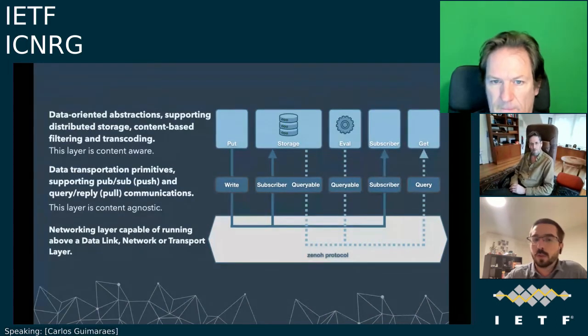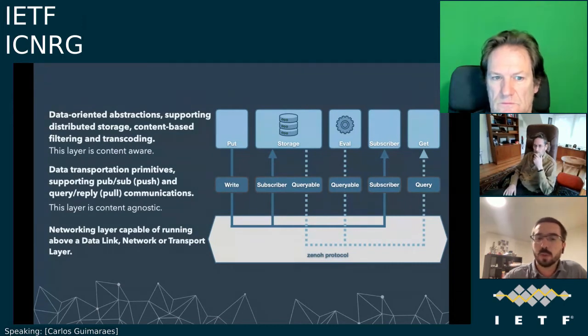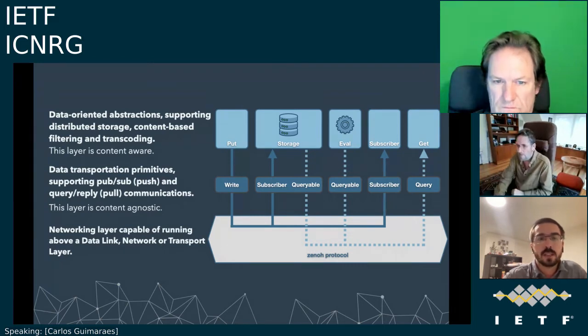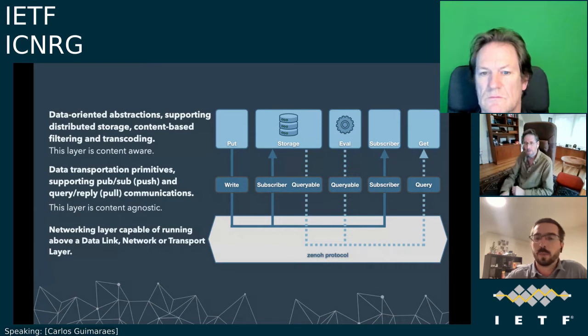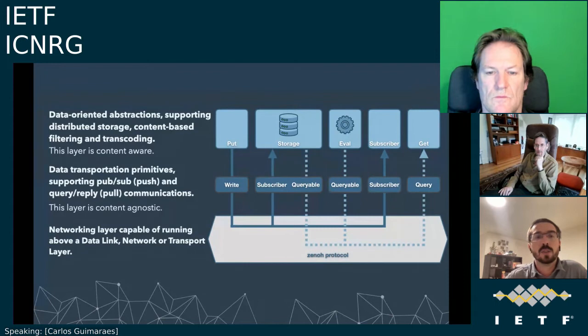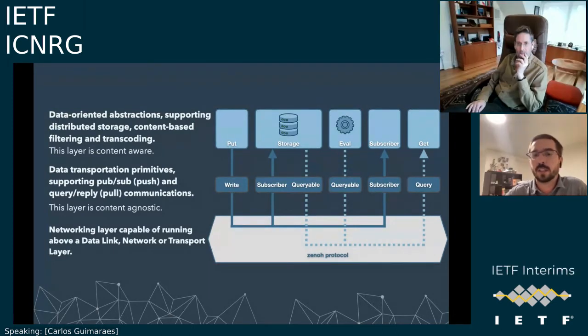If we have a closer look, a Zenoh node is designed following a layering approach. On the bottom, we have the Zenoh protocol that implements a network layer capable of running above data link, network, and transport layers. Then in the middle, Zenoh defines a set of data transportation primitives that provide support for publish, subscribe, and query-reply communications. Note that this layer is content agnostic. Then on the top, Zenoh defines a set of data-oriented abstractions, which is our API, that allows more complex semantics on top of the real content in order to support, for example, distributed storages, filtering, transcoding of data, and even remote computations. At this layer, Zenoh is already aware of the content and its properties.